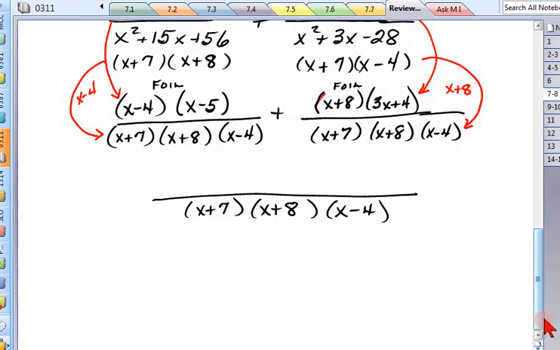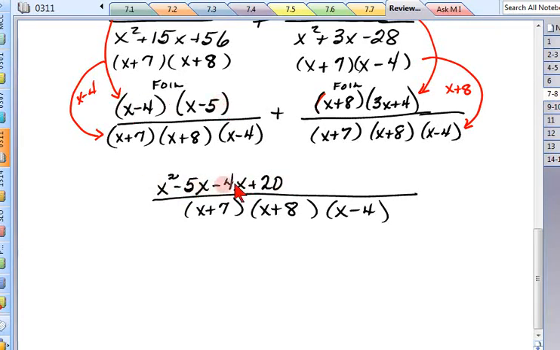Okay, and you may want to listen or watch and then write down. I'm going to do this first product by FOIL, and I'm going to write down all 4 terms. The product of the first is x times x gives me x squared. The outer product is x times negative 5 or negative 5x. The inner product is negative 4 times x or negative 4x. The product of the last is negative times negative, which is plus 20. So this is the result of FOIL.